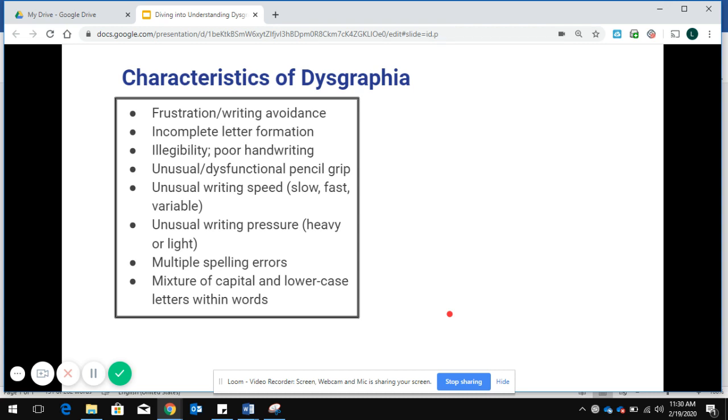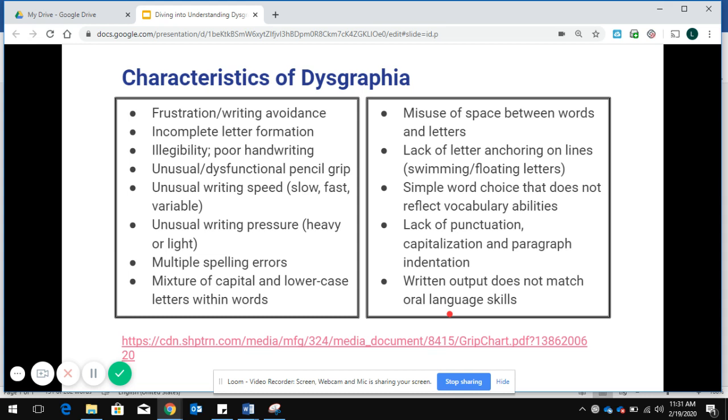Their pencil pressure is going to be unusual, how much pressure they put on the pencil. They're either going to put a lot of pressure to the point that they make a hole in the paper, or the pressure that they put on that pencil is so light that it's so hard to read. We could see spelling errors. We're going to see a mixture of capital and lowercase letters within words. We're going to see misuse of space between words and letters. They're going to struggle with anchoring the letters on the line. So we're going to see letters that are swimming or floating on the line.